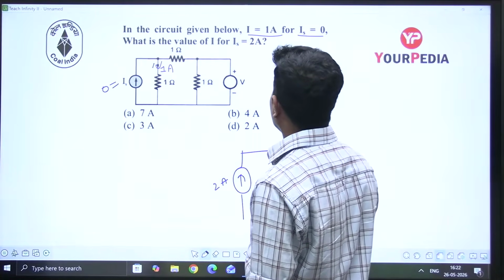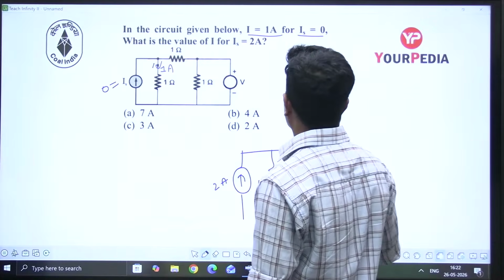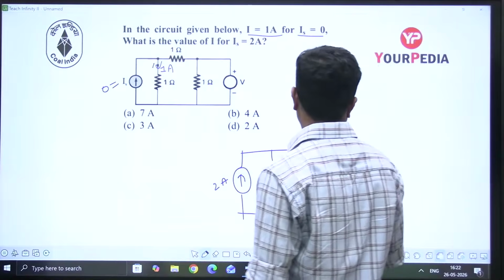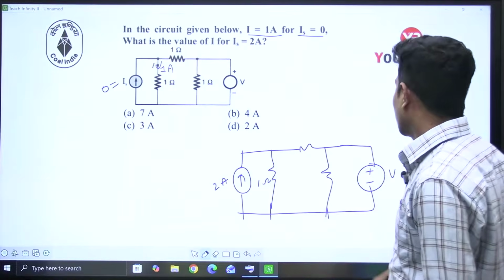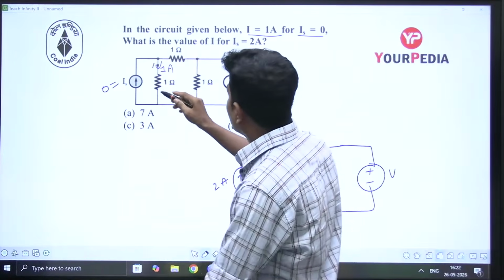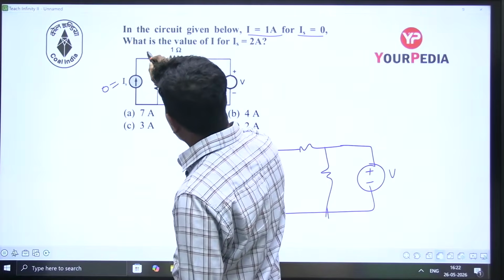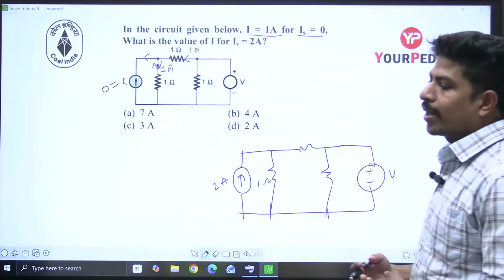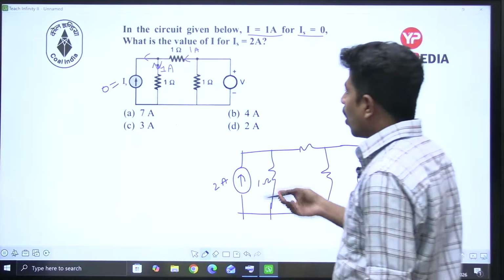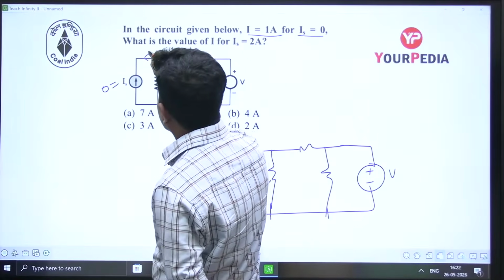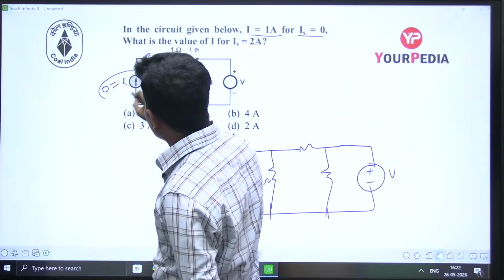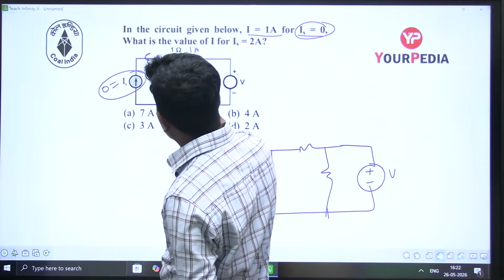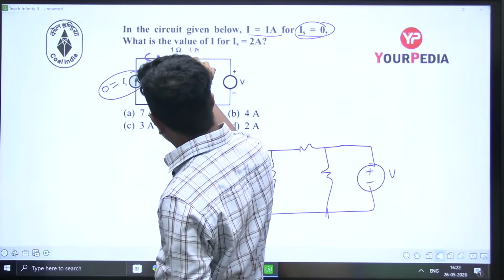This one has 1 ohm, this one has 1 ohm, this one has 1 ohm, and this voltage is not given. Now let's find this voltage. If this is 1 ampere, no current here, this current is also 1 ampere. How do you know that current is 1 ampere? KCL. Write the KCL here. This current is 0 because in the first case, IS is 0. Now, 1 ampere is going this way, 0 this way, therefore that should come from this way only.